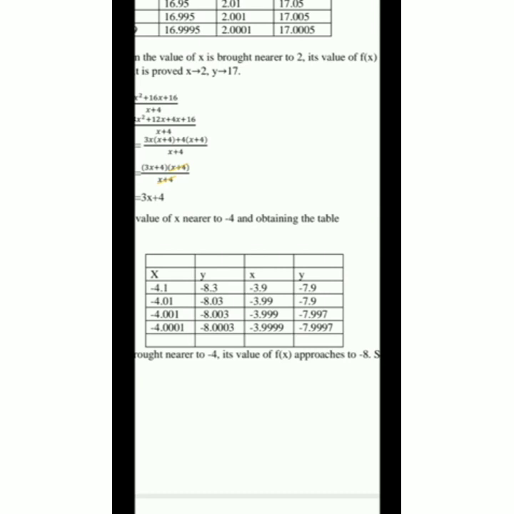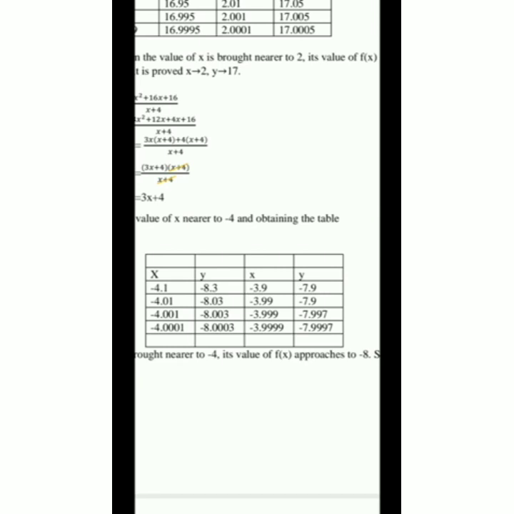Now the last column, by substituting the value of x that we got just now in the equation y is equal to 3x plus 4, we get in the first column 3 into minus 3.9 plus 4, that gives you minus 7.7. 3 into minus 3.99 plus 4 gives you minus 7.97. In the next column, y is equal to 3 into minus 3.999 plus 4 gives you minus 7.997, and in the fourth column 3 into minus 3.9999 plus 4 gives us the answer minus 7.9997.